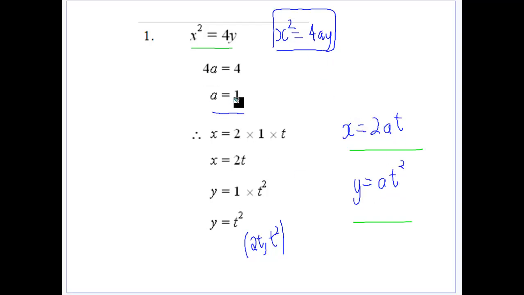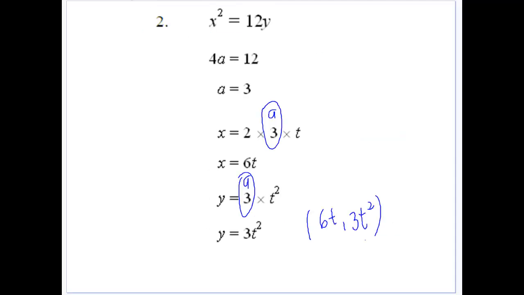So if a is equal to 1, then x would be 2 times 1 times t, or it'd be 2t, and y would be at squared, which would just give us t squared. So there's our coordinates that would give us the parametric form of the equation of the parabola. There we go. That's what we're looking to do.